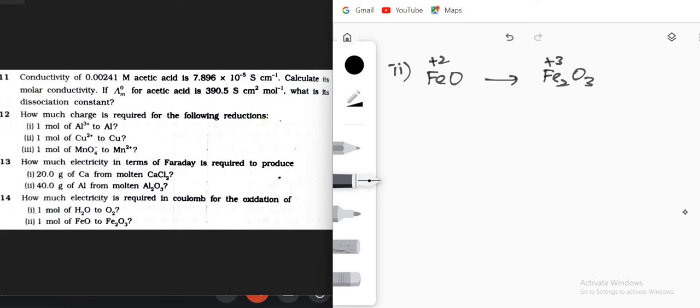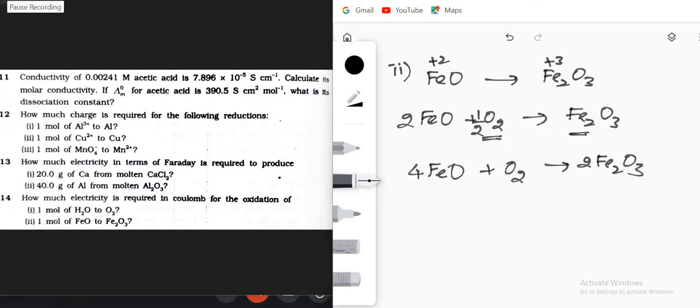What amount of electricity is required for the oxidation of 1 mole of FeO to Fe2O3? FeO undergoes oxidation. Ferrous oxide is converted into ferric oxide by this step. Now here, listen.